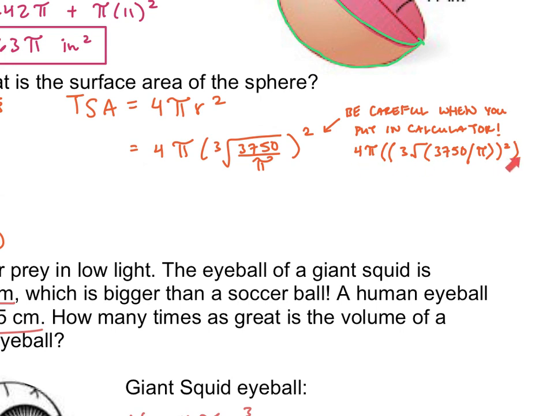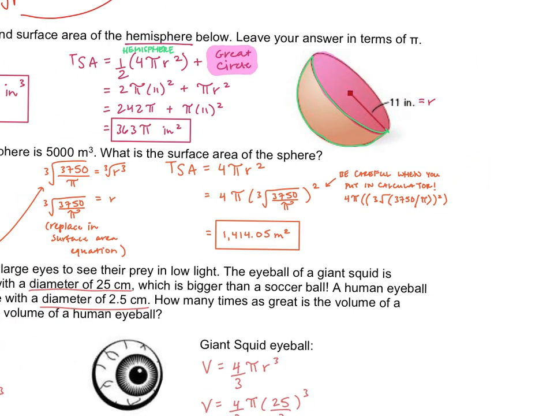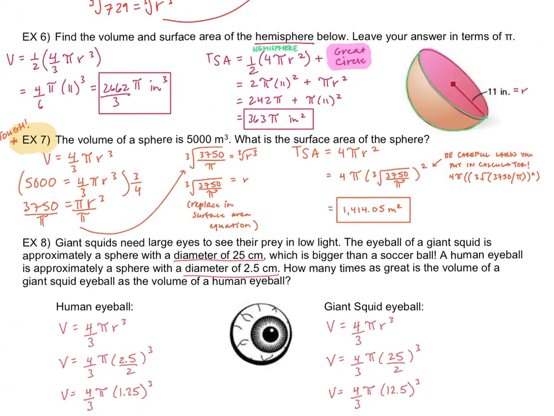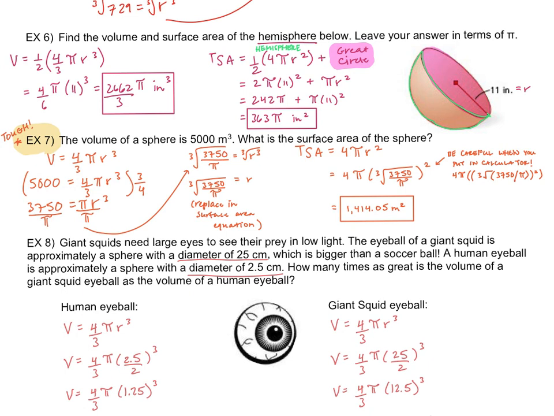So if you did type it in correctly, we should all get the same result for a decimal. So let's round to, I don't know, let's say 2 decimal places. When we click enter, we should end up getting 1,414.05. And since it's total surface area, it will be meters squared. Wow, was that a complicated problem? Yeah, it was, but it was good practice using our calculator and typing that in.